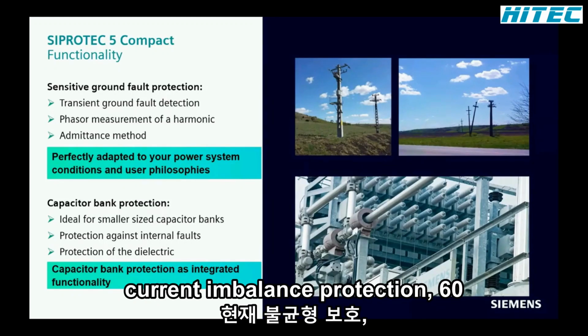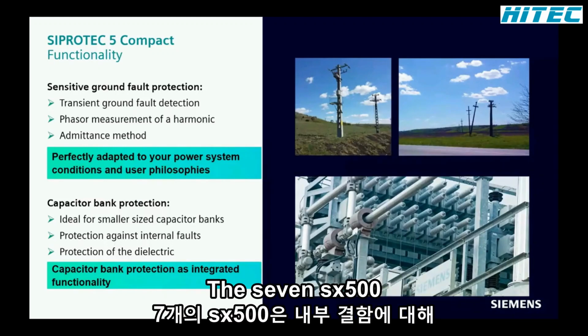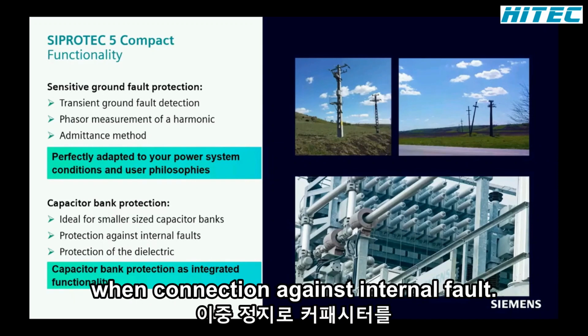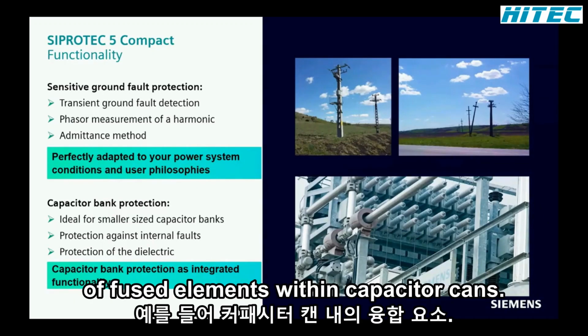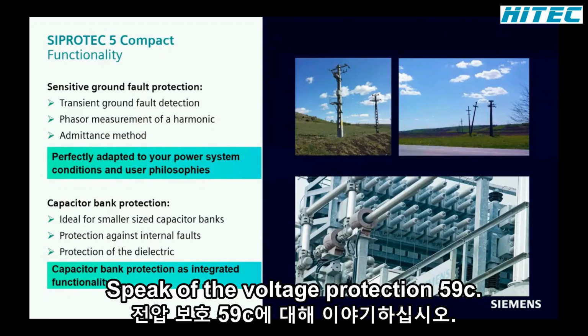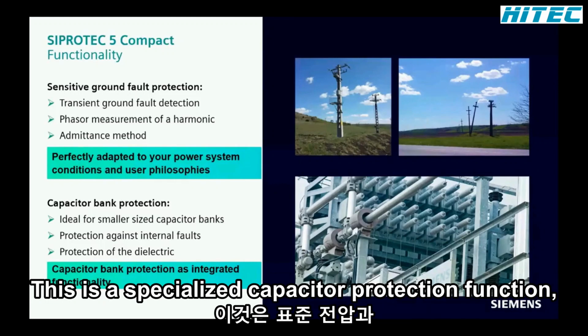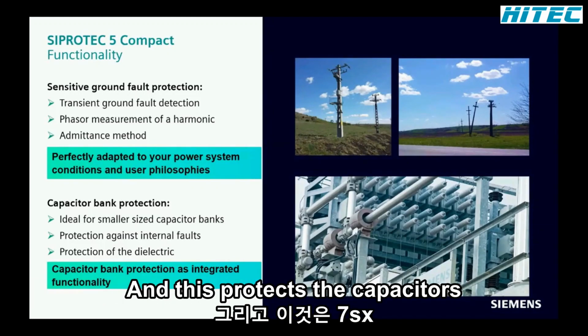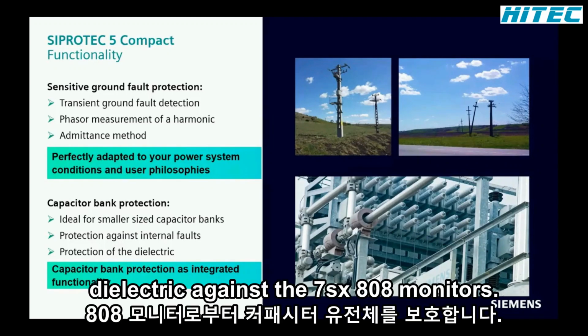With the single phase current unbalance protection, 60C by the ANSI code, the 7SX800 is able to protect capacitors with a double star point connection against internal faults, for instance of fused elements within capacitor cans. The peak over voltage protection, 59C, is a specialized capacitor protection function quite different to standard over voltage, and this protects the capacitor's dielectric against peak over voltages.